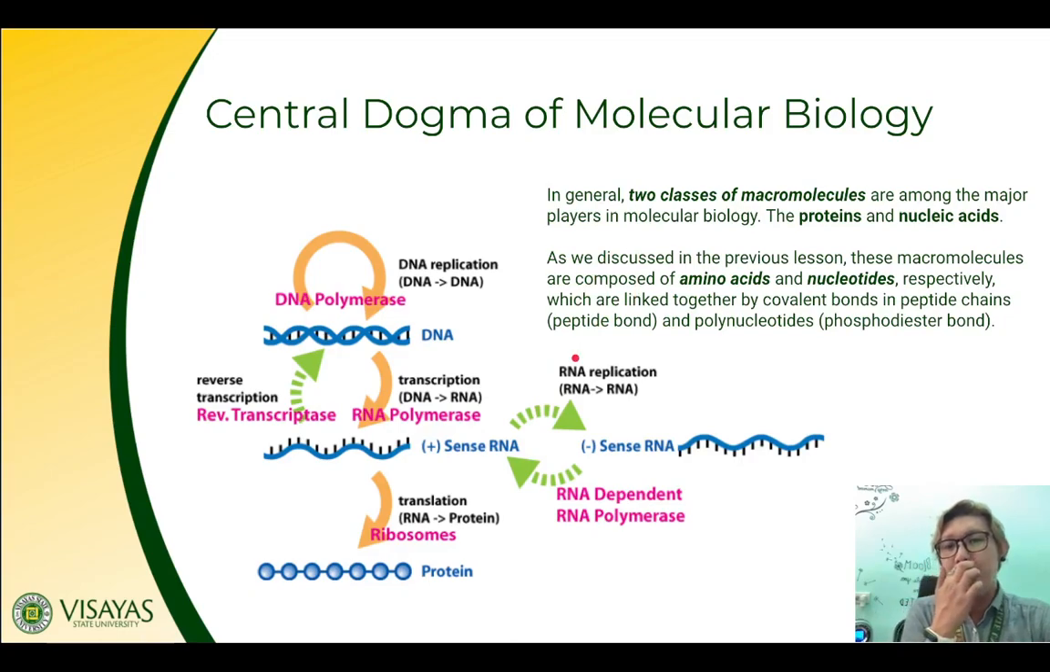So in general, two classes of macromolecules are among the major players in molecular biology: the proteins and the nucleic acids, the DNA or the RNA. As we discussed in a previous lesson, these molecules are composed of amino acids that make up the protein and nucleotides that make up the nucleic acid. These are linked by covalent bonds: peptide bonds in the peptide chain, and polynucleotides via phosphodiester bonds.